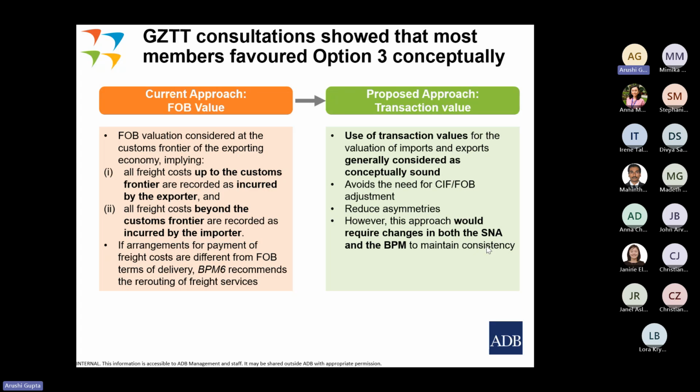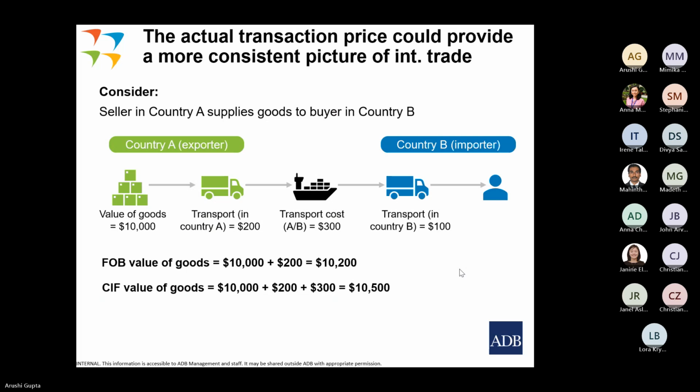So in the proposed approach to account for actual transaction or invoice values, there are several benefits, including avoiding the effort of compiling the complex CIF FOB adjustment, which may introduce additional measurement errors due to lack of source data. And additionally, this approach would reduce asymmetries in data, as it would entail a unified assessment of transactions between importers and exporters. But this approach would also require changes in both the SNA and the BPM to keep the consistency between these international standards. We can also illustrate the complexity of a CIF FOB adjustment through examples to show how it would be recorded in the supply table when the import of goods is available at CIF value. It should also be noted that similar complexities occur when applying the accounts to FOB adjustments.